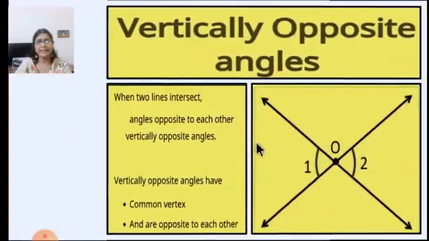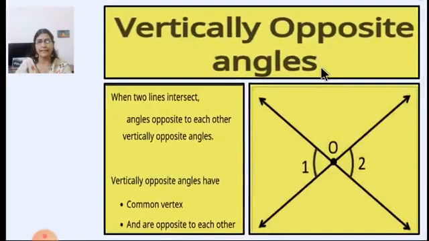Now children, let us understand vertically opposite angles. You can see here these are two lines. When they intersect, the angles opposite to each other, you can see here angle 1 and angle 2 marked here, are opposite to each other. Same way, if you draw one angle here, they are also opposite to each other. And these opposite angles are called vertically opposite angles.